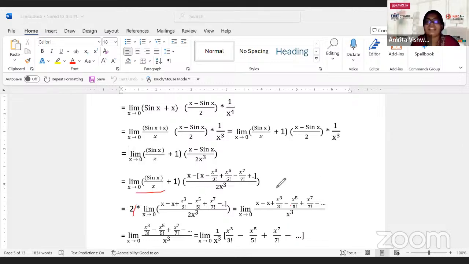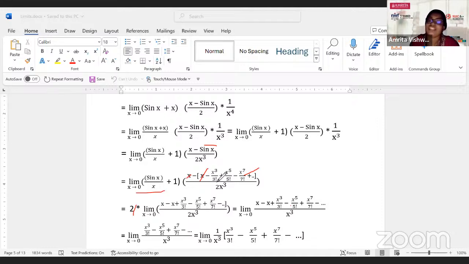Now you have to just apply the limit here. Limit x tends to 0 of (x minus sin x) by 2x cube. If you remember the formula of sin x in this way, then it's very easy, so that you can cancel these two. There is already a 2x cube in the denominator and you can apply this formula here. That is, sin x equals x minus x cube by 3 factorial plus x raised to 5 by 5 factorial minus x raised to 7 by 7 factorial. So here you will be able to cancel out this x term.